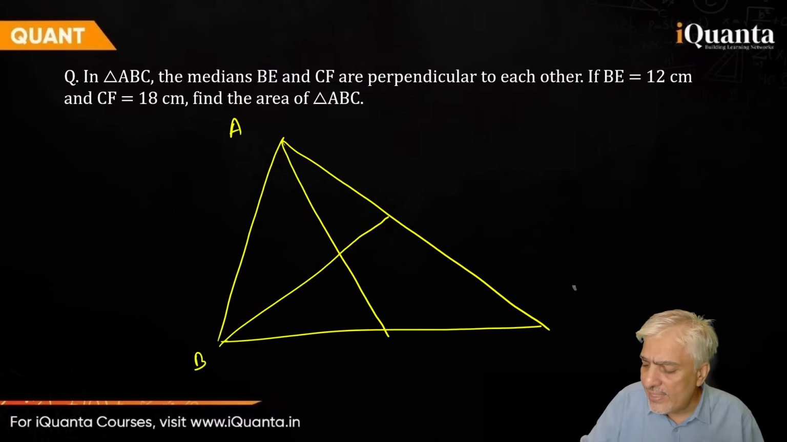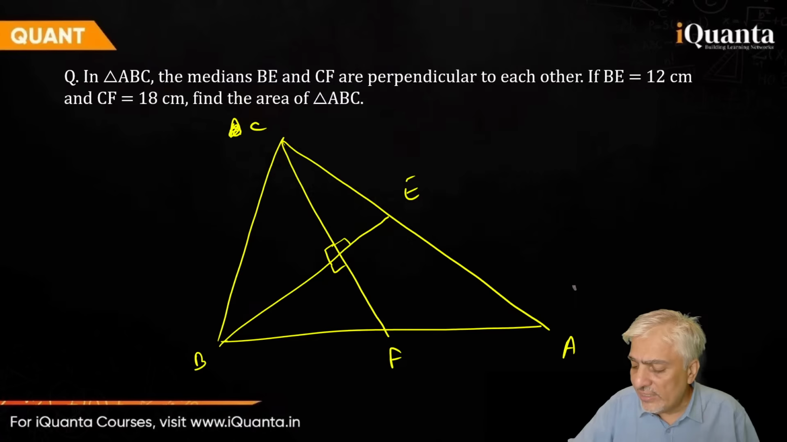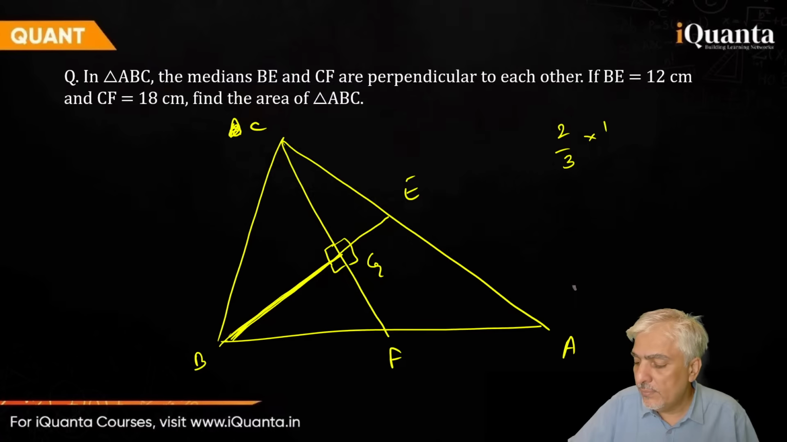In triangle ABC, medians BE and CF are perpendicular to each other. Whether it is exactly perpendicular or not, how does it matter? BE is 12. This point I'll call G. BE is 12, so this is 2/3 of 12. How much is 2/3 of 12? 8. And CF is 18.